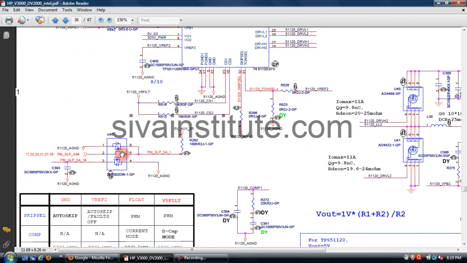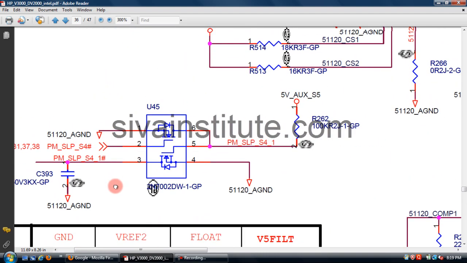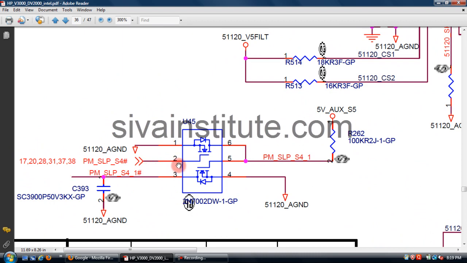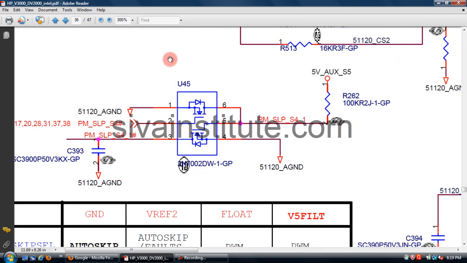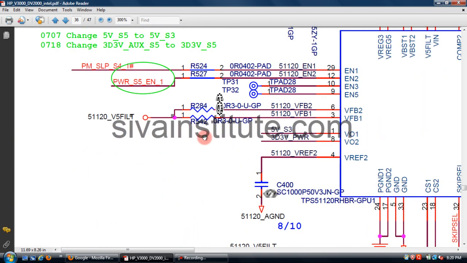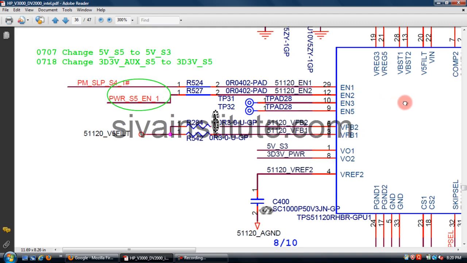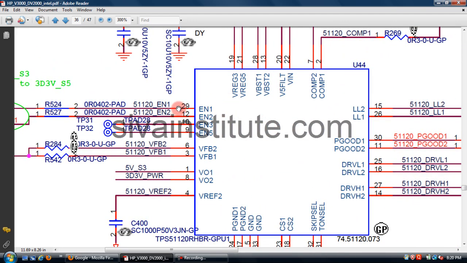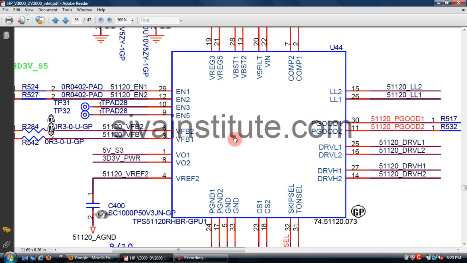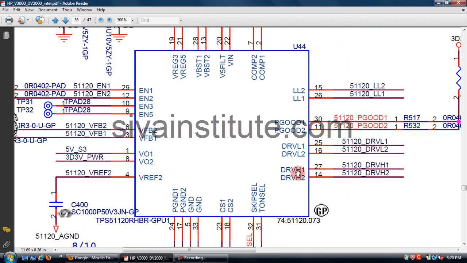This is SLPS4. This voltage comes to U45 pin number 2. This voltage comes to this gate, then SLP S4 underscore 1 slash, and this voltage goes to pin number 29, enable 1. When this voltage comes to this enable 1 pin, pin number 29, this IC releases drive 1, drive H1.